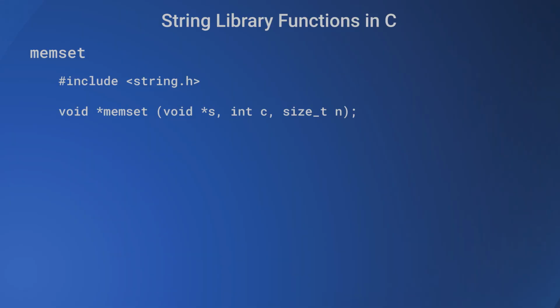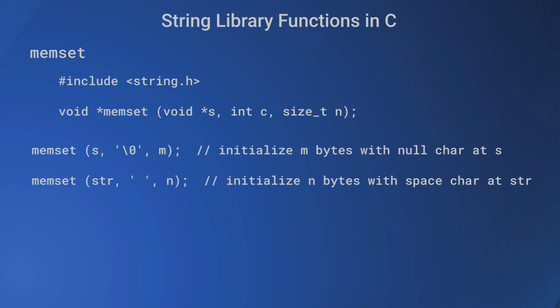memset provides a quick and efficient way to initialize a chunk of memory bytes with a constant byte c. N bytes of memory pointed by s are initialized to least significant 8 bits of integer c. Mostly memory is initialized to null character or to spaces. That is, memset(s, '\0', m) initializes m bytes of memory pointed by s to null character, or memset(str, ' ', n) initializes n bytes of memory pointed by str to space character.